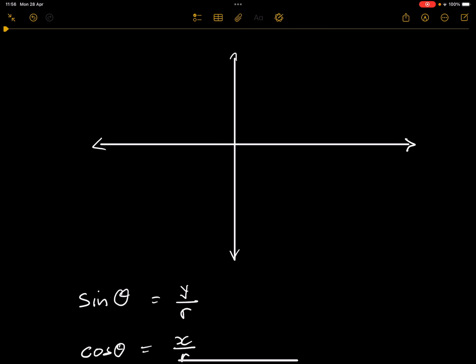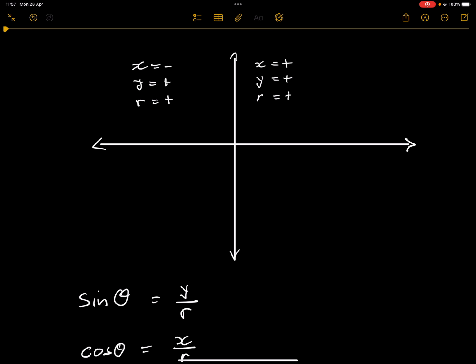So firstly, we know that in the first quadrant, both x and y are positive. So x is positive, y is positive. Now, one thing that I want you to note is that r will always be positive. In whatever quadrant, we always consider r, which is a hypotenuse, to be positive. So in the second quadrant, what do we note? We know that x is negative, y is positive, and r, as I said, is always positive.